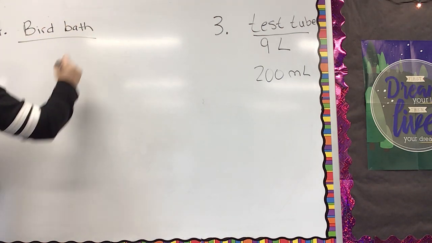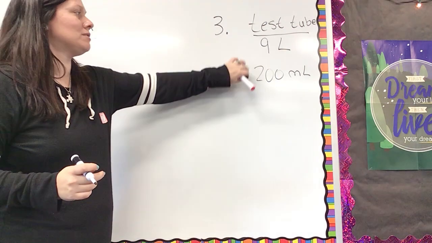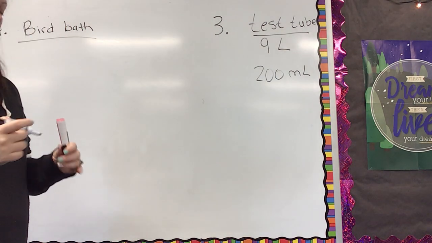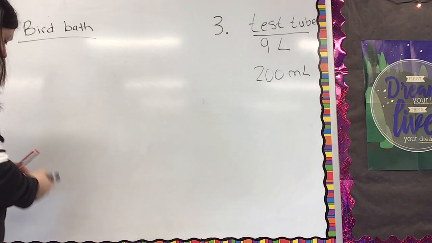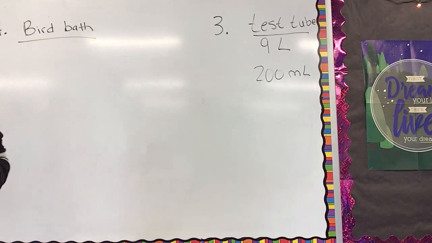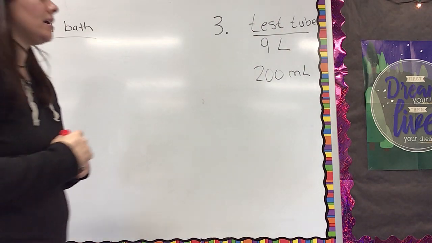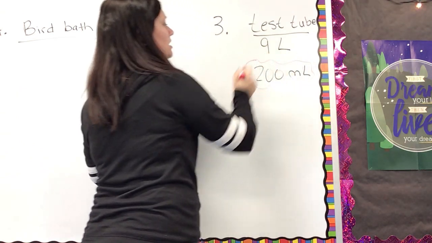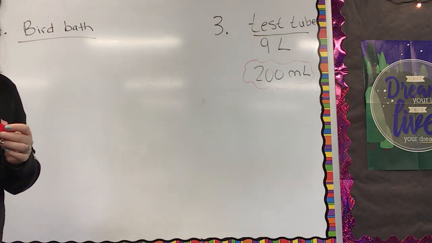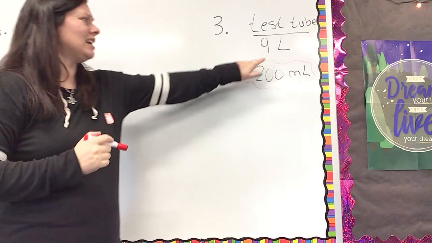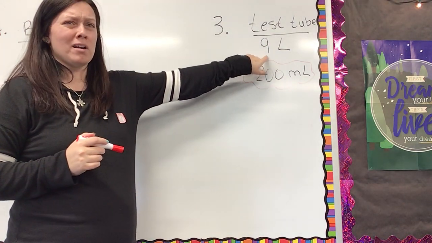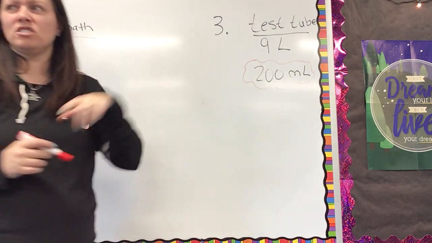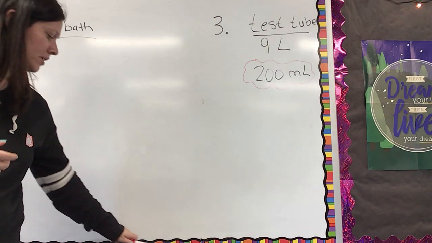Tell somebody next to you, which capacity do you think is realistic? 9 liters or 200 milliliters? 200 milliliters. Yeah, 200 milliliters, guys, would be realistic. Remember, milliliters are like the eyedroppers, so 200 of those. Versus a liter, that's like a water bottle. So like 9 water bottles for those little science tubes, that'd be too big, right?